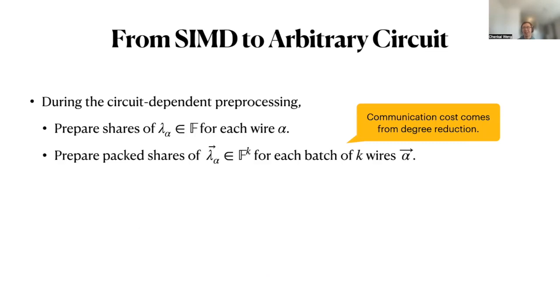Specifically, during the circuit-dependent preprocessing, parties will prepare the shares of lambda alpha for each individual wire alpha. Then the parties will construct these packed shares of lambda alpha with k shares from these individual shares. In this part, the communication cost mainly comes from the degree reduction, because the parties are able to arrange the shares of this lambda alpha with degree n-1, but if the parties need the shares of vector lambda alpha with lower degrees, they have to do a degree reduction.